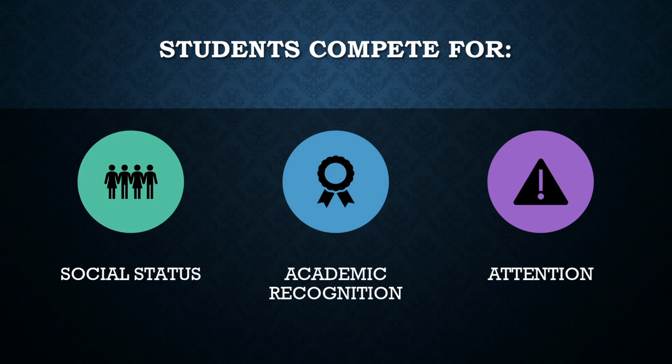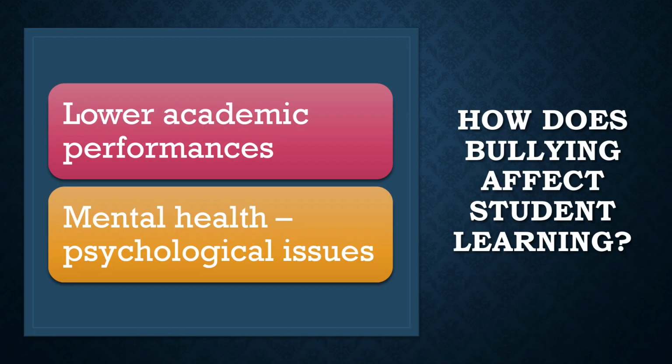But what exactly is it that students are competing for? As seen, students tend to compete for social status, they compete for academic recognition, and they usually compete for attention, specifically within the classroom. How does all of this affect students' performance and their learning?